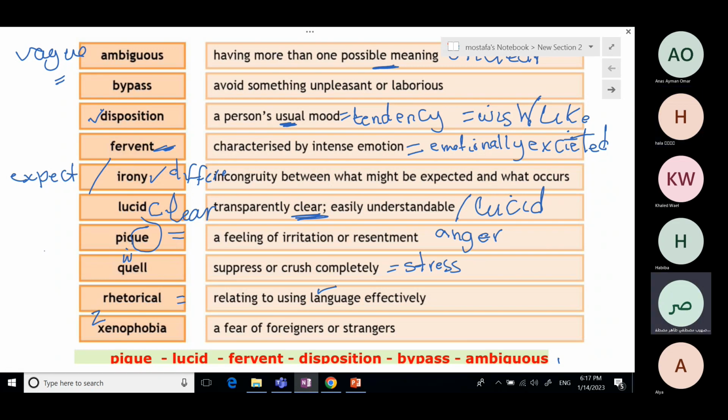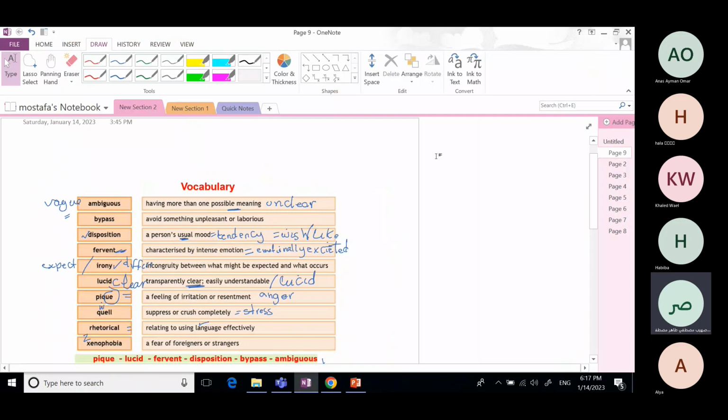Xenophobia. Thank you. It seems that Habiba is not able to use her mic. Am I right, Habiba? Habiba or Alia? Sorry, Alia, I hope. Alia, are you able to use your mic? Okay, I guess you can't.